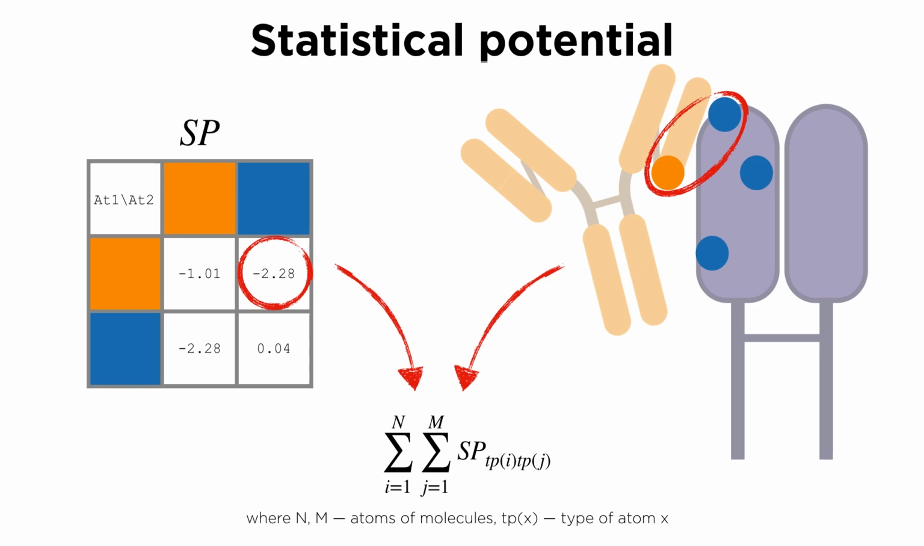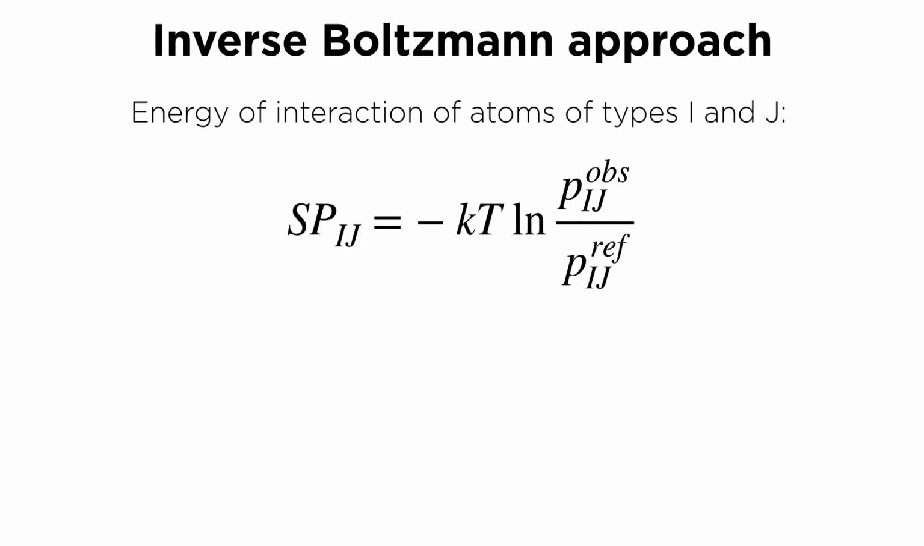Let's look at those magical values that lie at the core of the statistical potentials tables. They are obtained using the inverse Boltzmann approach. Its key feature is that it expresses a complex's energy via the probability of that complex's existence. In our case, a complex is just two atoms. For two atoms, a formula to calculate the energy based on the statistics looks like this.